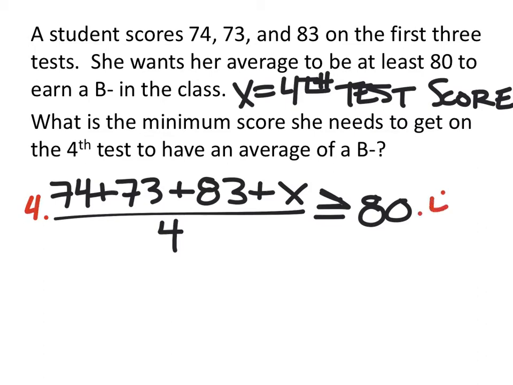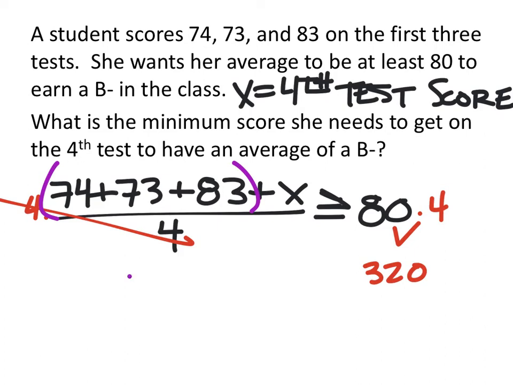So I would like to get rid of that divide by 4 right there in the denominator. Just get rid of it completely by multiplying both sides by 4. So 80 times 4 is 320. And I can combine these right now as well. Just simplify the numerator. So I'll go to my calculator on this one and do 74 plus 73 plus, oh man, I erased it, plus 83. I think I typed that in correct.